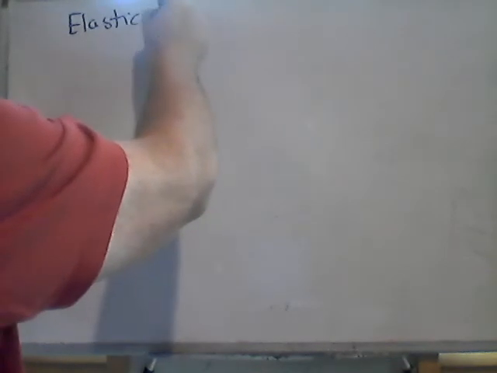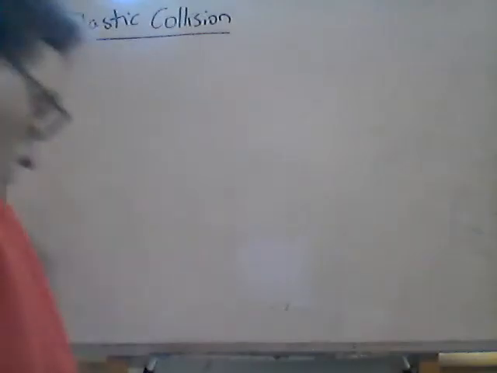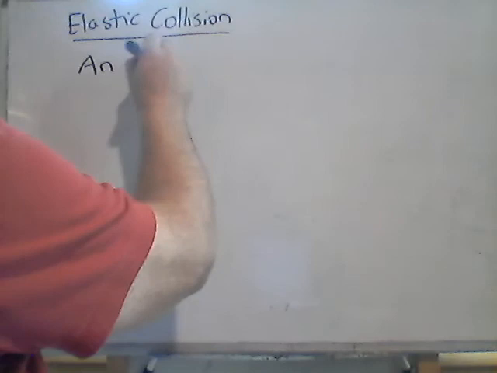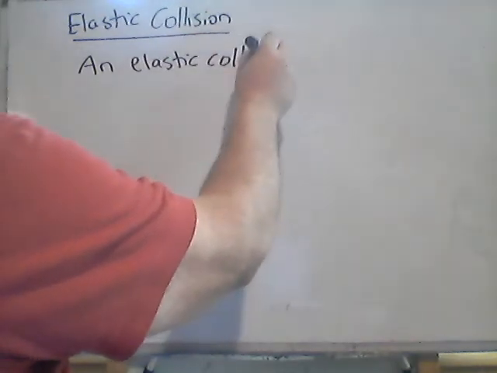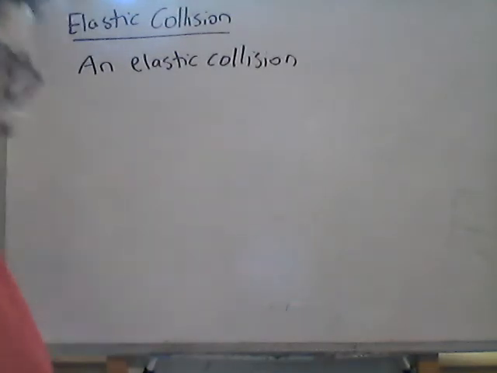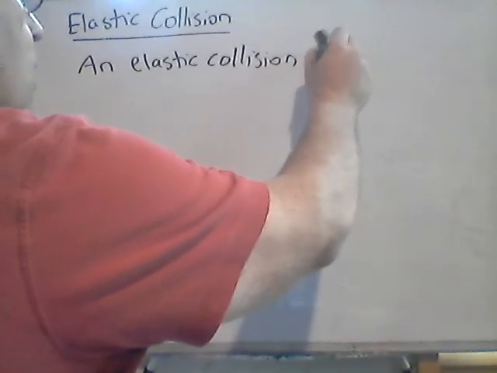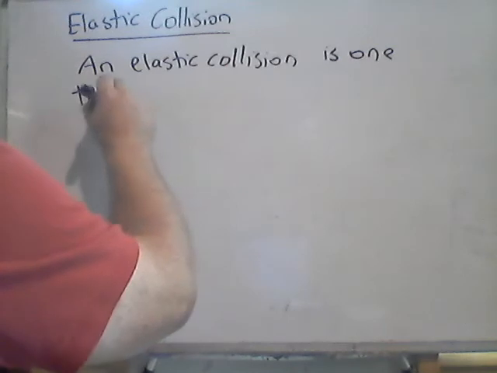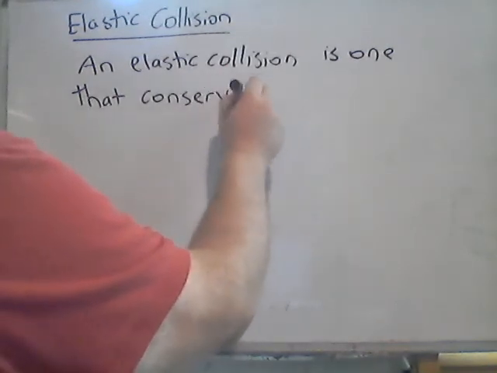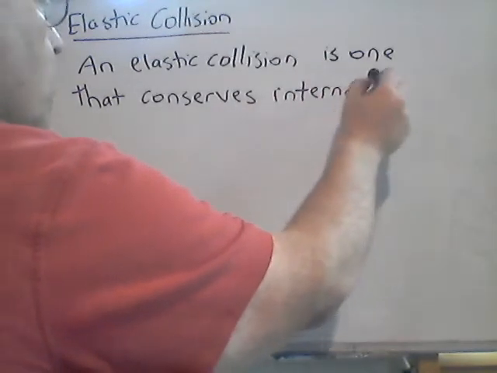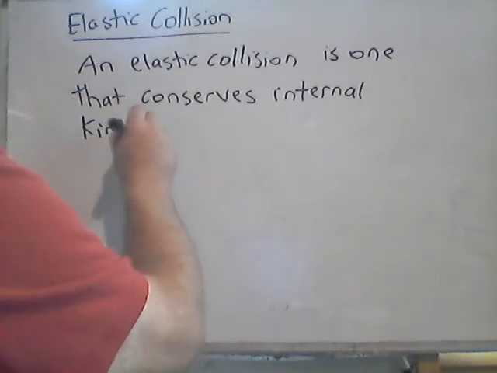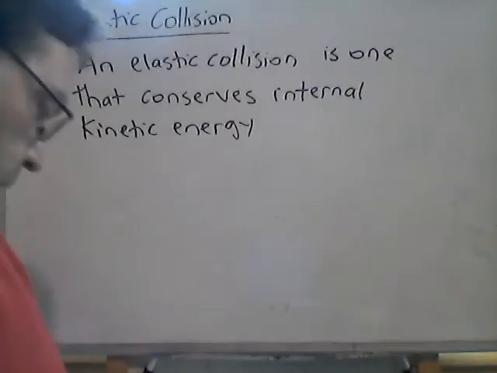All right, this takes us to the concept of what are called elastic collisions. We're now going to talk about different kinds of collisions. One kind of collision is called elastic. An elastic collision is one that conserves internal kinetic energy, as well as momentum.